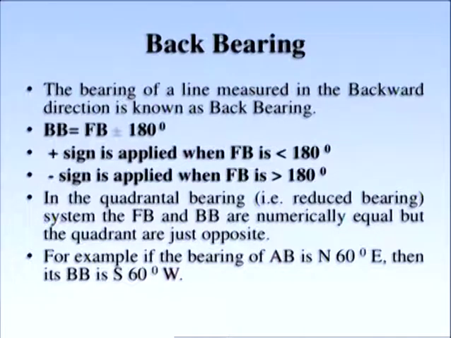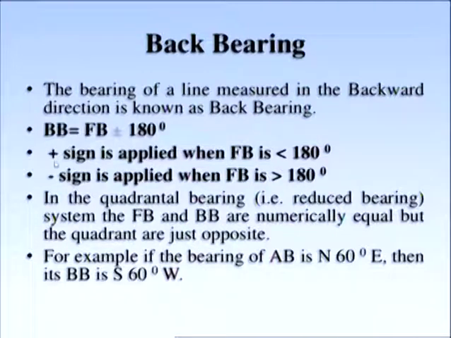Now, the plus sign is applied when the fore bearing is less than 180 degree. Remember, plus sign is applied when fore bearing is less than 180 degree. If the value is less than 180 degree, then use the plus sign. If the value is more than 180 degree, use the minus sign. Suppose the fore bearing value is less than 180 degree, then use the plus sign to find out the back bearing. If the value of fore bearing is more than 180 degree, use the minus sign to find out the back bearing.